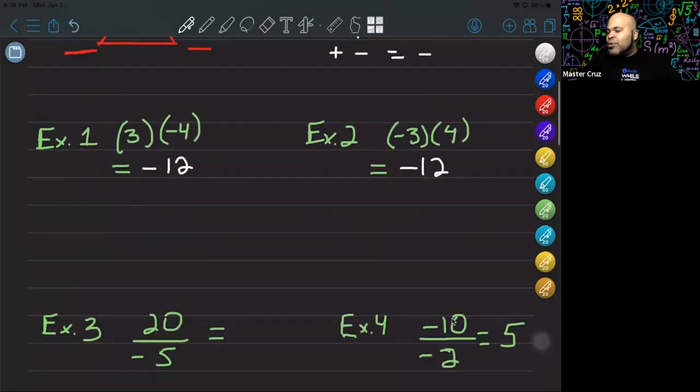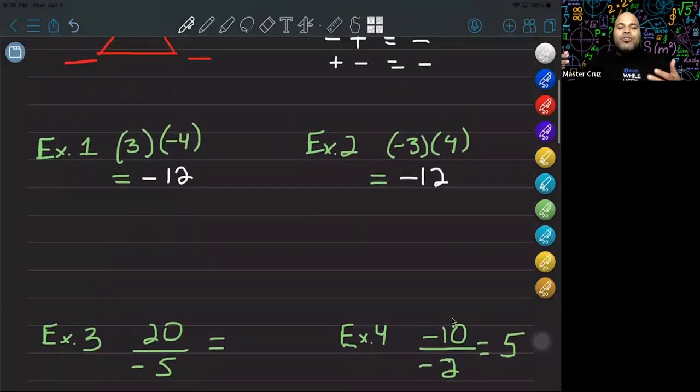So let's do example 3 and example 4. Example 3 and 4 talk about division. So how much is 20 divided by negative 5? Well, positive divided by negative is a negative. So this is going to be automatically a negative. And then I do my division. 20 divided by 5 is 4.